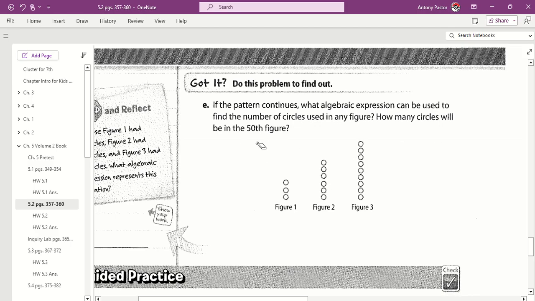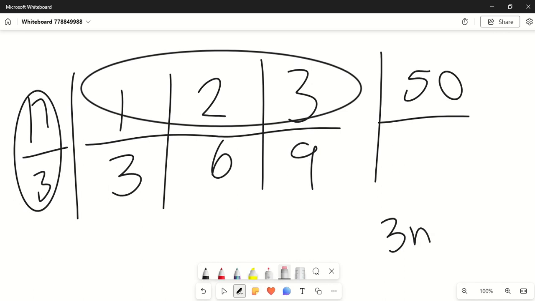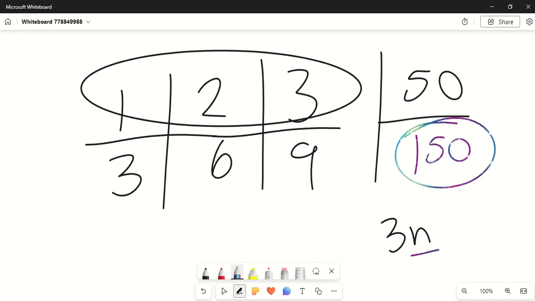How many circles will be in the 50th figure? So we don't have to count them all up. We just take the 50th figure and plug it in. So again, it's 3 times n, our algebraic expression. I plug in 50 for n. 3 times 50 will be 150. So 150 circles will be in our 50th figure.